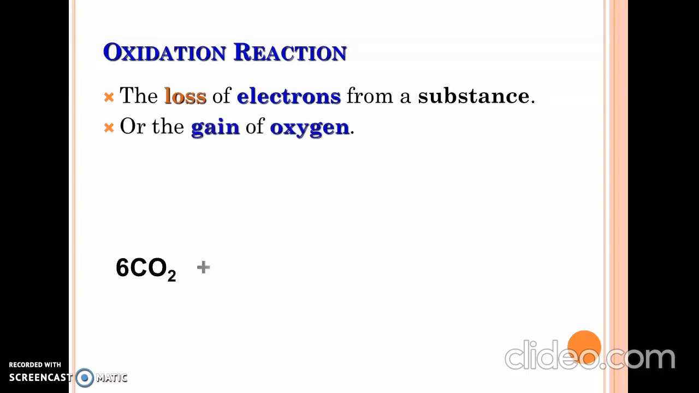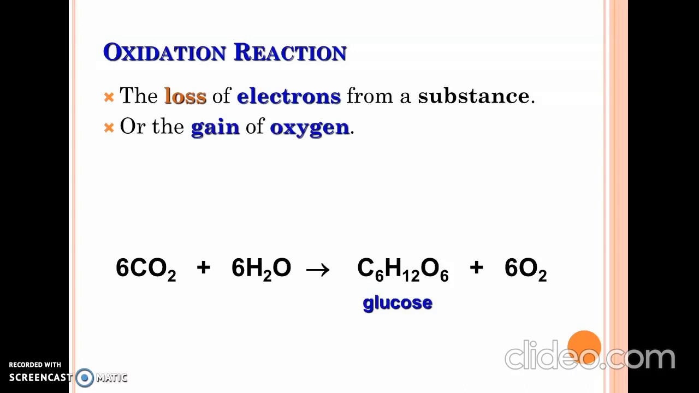So here the oxidation, you all know, oxidation is nothing but the loss of electrons from the substances. So here you can find the oxidation is taking place in water. So water is oxidized in the presence of sunlight. So it is also known as photooxidation. So water is photooxidized to release oxygen.